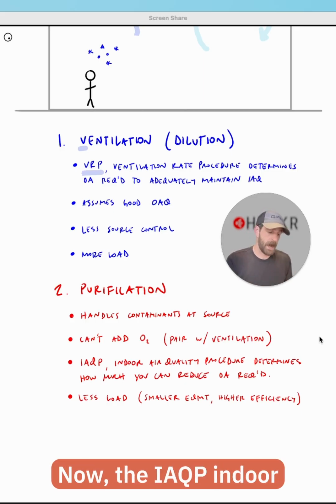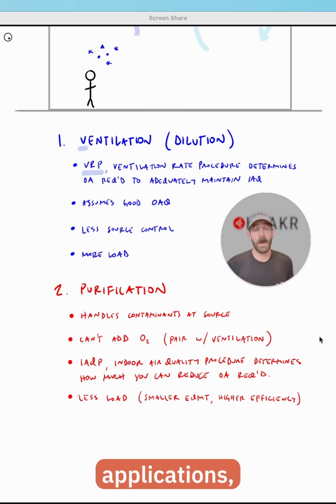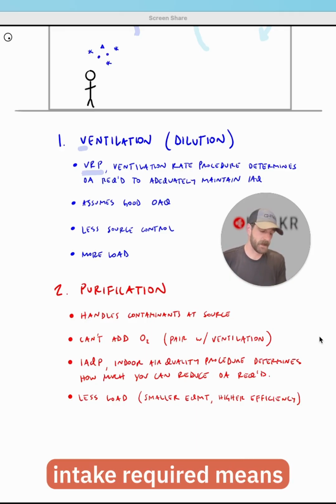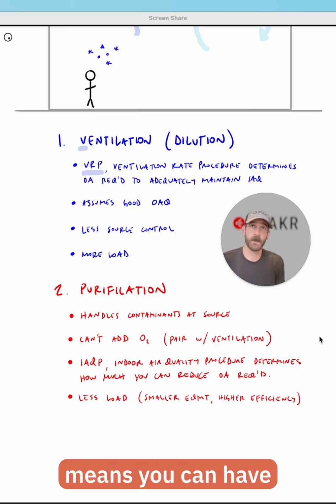Now, the IAQP, Indoor Air Quality Procedure, also outlined by ASHRAE, determines how much you can reduce the outside air required, accounting for the fact that you have this source control, this air purification inside your spaces. And in a lot of applications, you can reduce the required outdoor intake by a lot. Less outdoor air intake required means you'll have less load on your HVAC system. And this, in turn, means you can have smaller HVAC equipment and higher overall efficiency for your system.